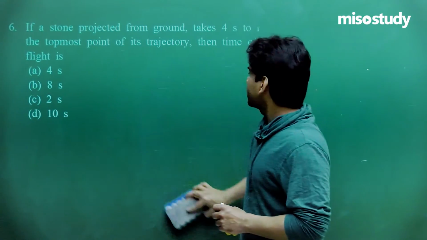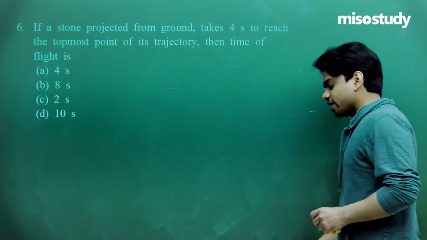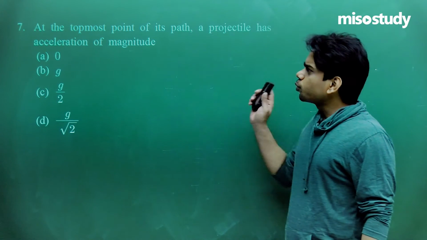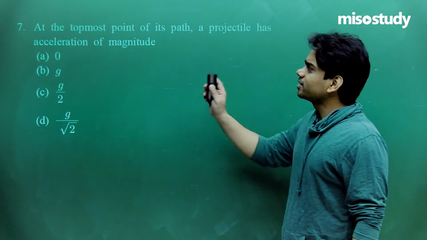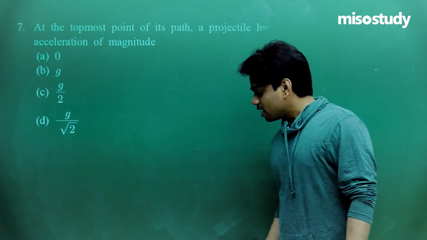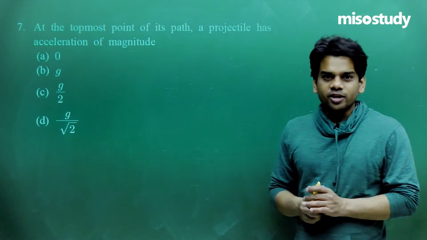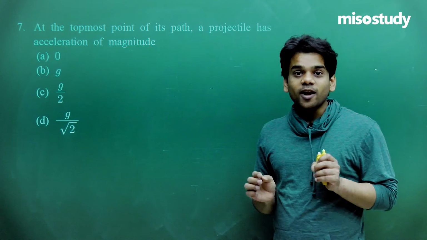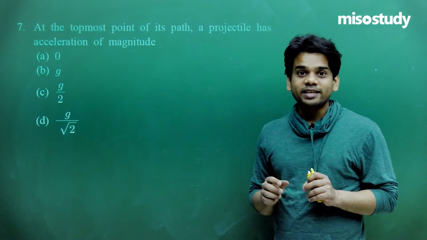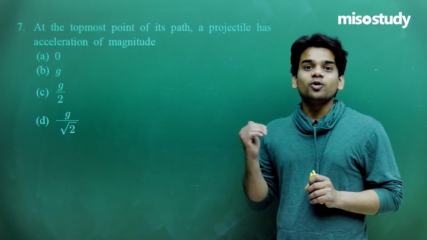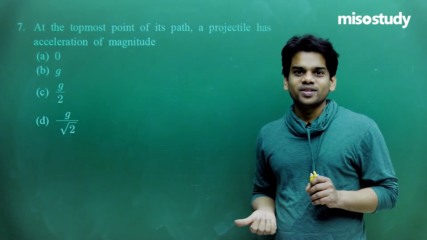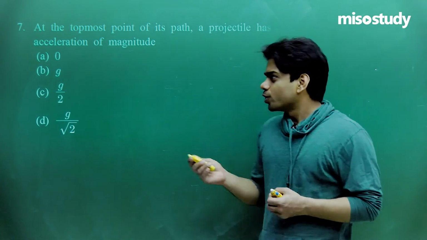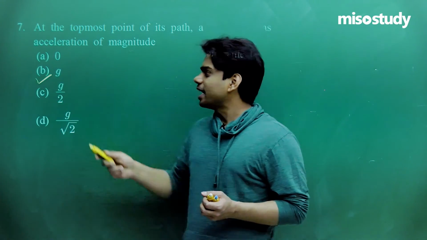So without taking more time, let's switch to the next question, the 7th. At the topmost point of its path, a projectile has acceleration of magnitude? Now see here, this question is quite tricky but simple. Remember, while teaching you projectile, I always dictated this, that acceleration will be only due to acceleration due to gravity, acting vertically downwards, and that will be actually g. So here the option will be option number B, that is g.